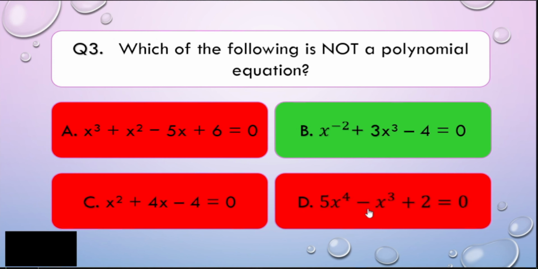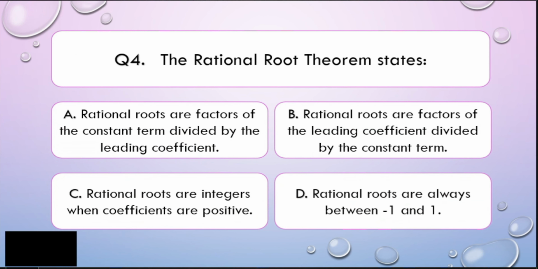Now, let us go to question number 4. The rational root theorem states: A, rational roots are factors of the constant term divided by the leading coefficient. B, rational roots are factors of the leading coefficient divided by the constant term. C, rational roots are integers when coefficients are positive. Or letter D, rational roots are always between -1 and +1. I'll give you 5 seconds to think about your answer.